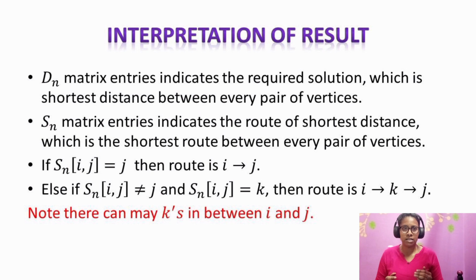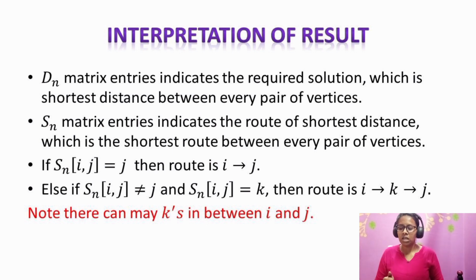If the last matrix Sn of i comma j is equal to j, that means the route is just from i to j, which is the minimum distance you have got. Else, if you have Sn of i comma j equal to some other k, not equal to j, then our route will be from i, we move on to k, then we move on to j. So there can be many k's that we need to keep in mind.